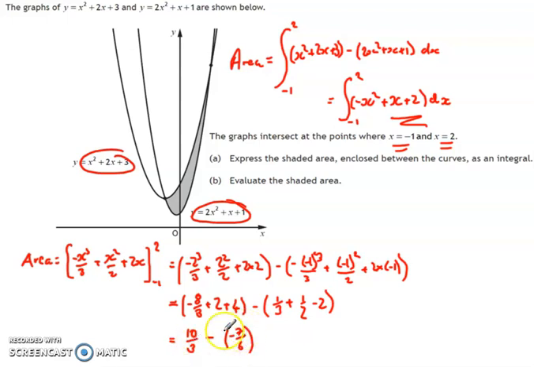So what I then have to do is add the two of these, because this minus minus becomes a plus. I'll then get 20 over 6 plus 7 over 6. So I get 27 over 6 units squared. And that there is the solution and the area between the two curves. Now I can simplify this. 27 and 6 can both be divided by 3 and rewrite it as 9 over 2 square units.